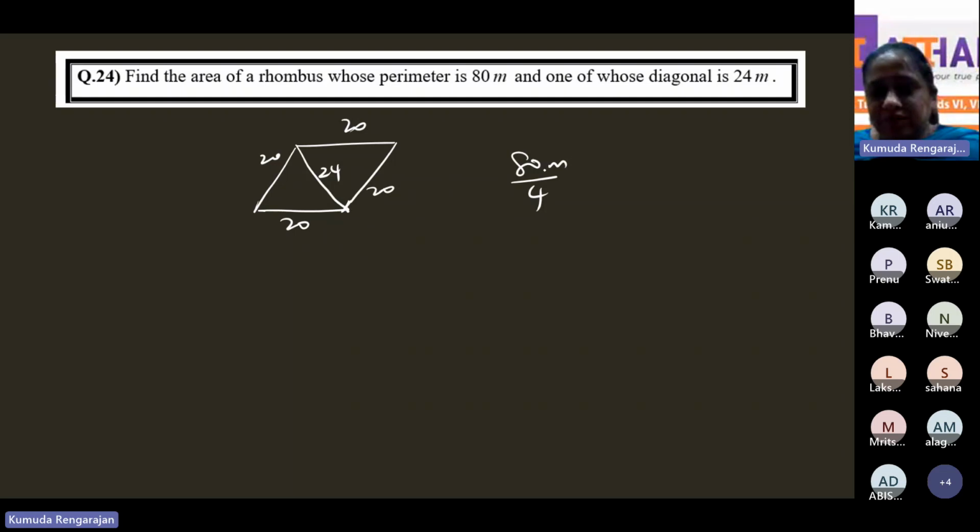The perimeter is 80 meters. So with the perimeter, you can find the side of the rhombus, 20 meters. One of the diagonals is 24. Now to find the area of the rhombus, you should find the area of this triangle, and add both.